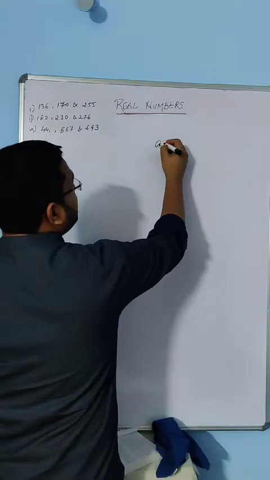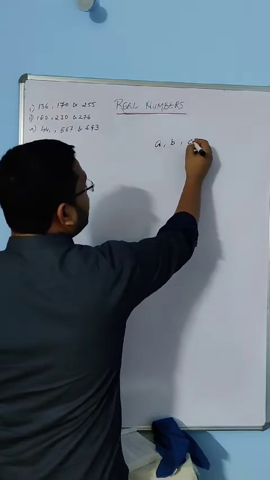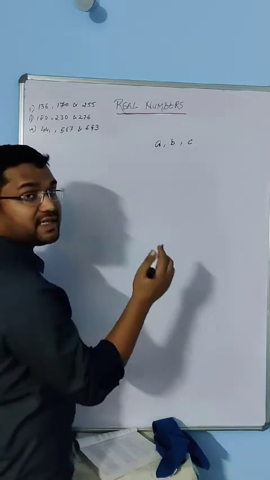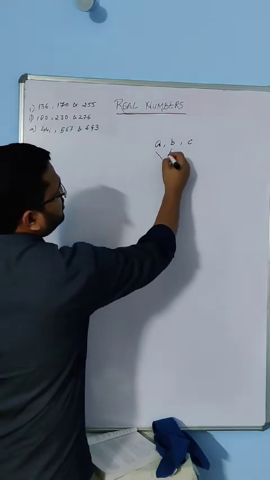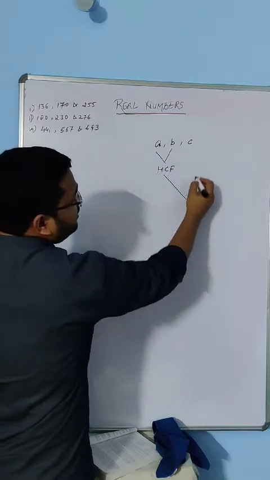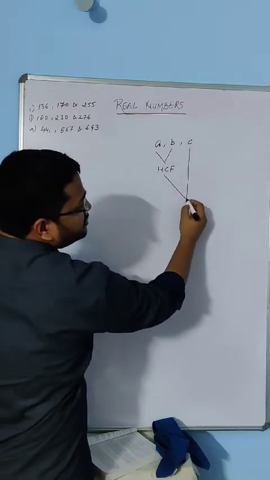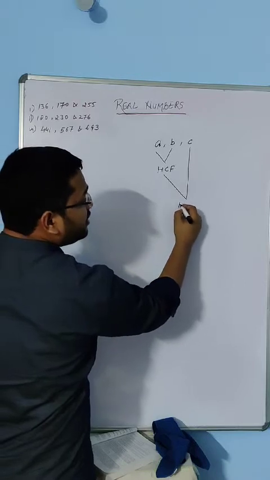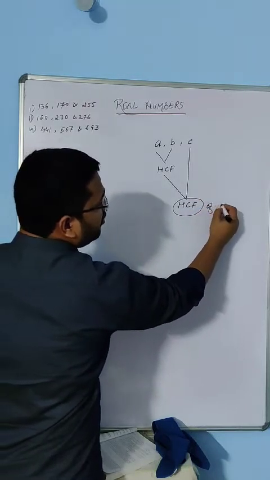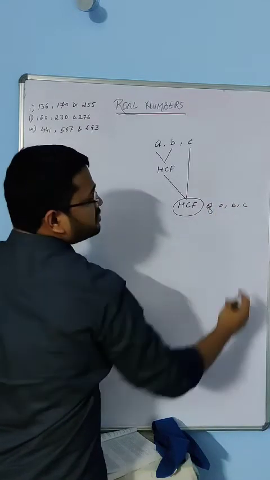Suppose I have three numbers A, B and C. First, I need to find the HCF of two numbers. Now, along with this HCF and the number left, find the HCF again. And this HCF is the HCF of all the three numbers.